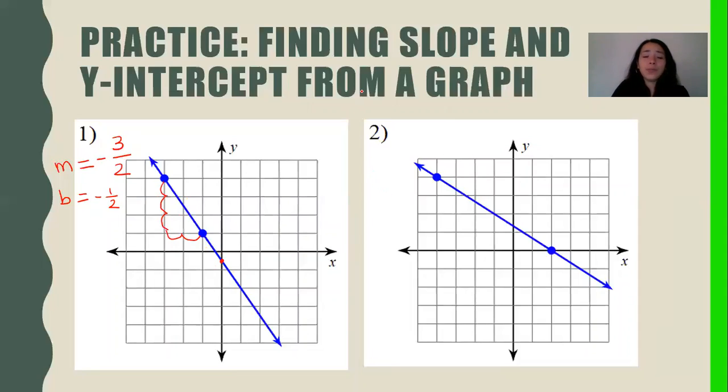Let's look at number 2. So our slope, which is represented as m, again is going to be negative because it's going down the hill. Then we count how many units it is going up or down. That's 4 units. How many units is it going left or right?